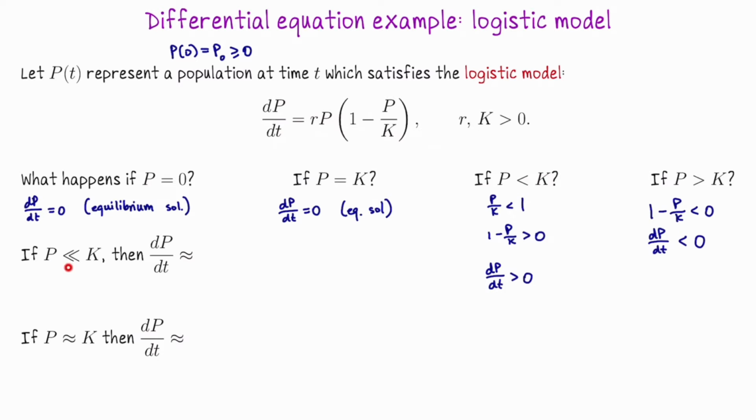So what if P is much, much less than K? This is a bit vague here, but I'm saying imagine that P is really small, like maybe K is 100 and P is 5 or something like that. If that's the case, then the ratio P over K is approximately 0. Or I guess what we could say perhaps better is that it's much, much less than 1, which means that 1 minus that is approximately 1.